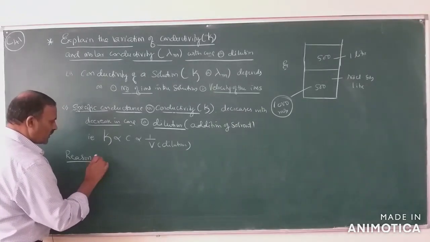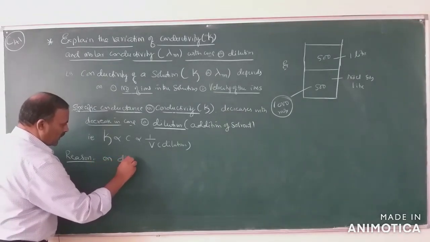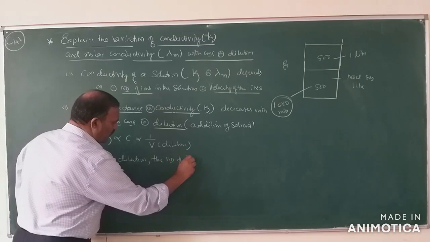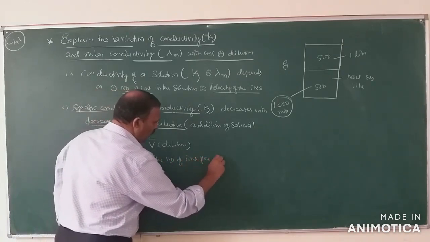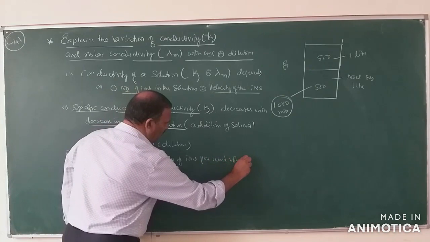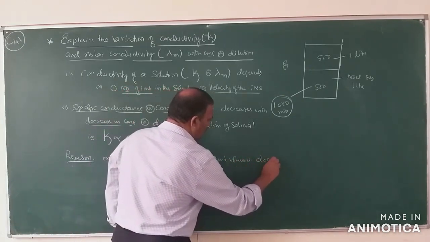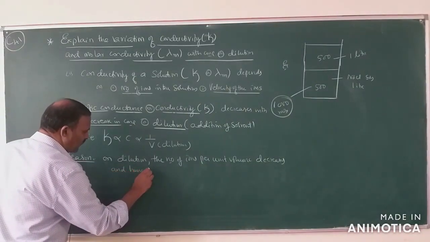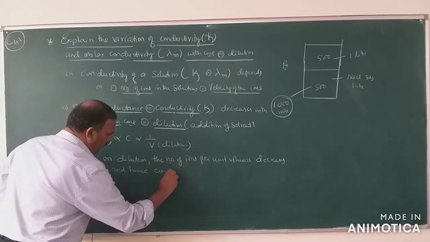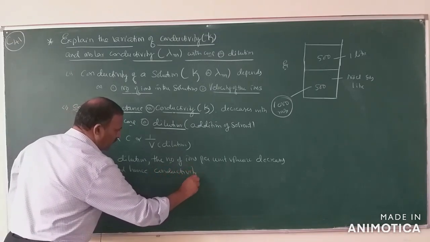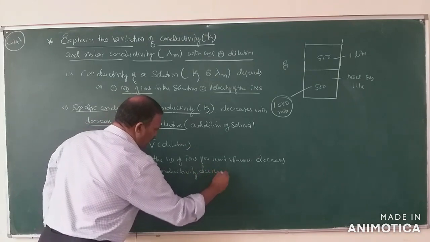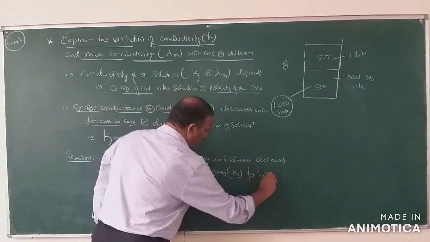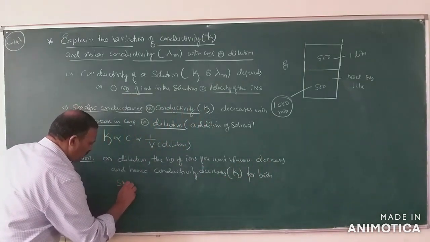So on dilution, the number of ions per unit volume decreases, and hence conductivity decreases. This is for both strong and weak electrolytes.